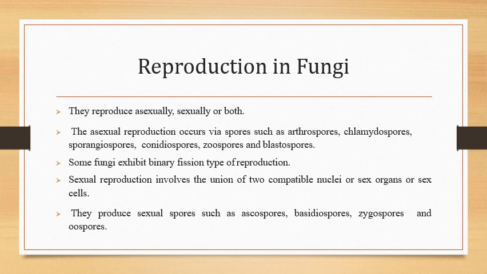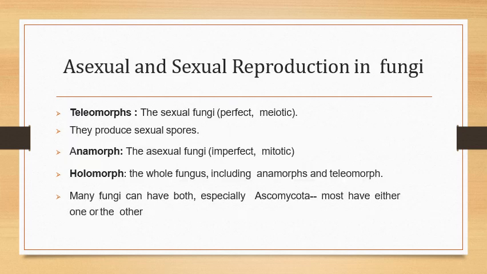Sexually reproducing fungi may combine by fusing their hyphae together into a network by a process known as anastomosis. Sexual reproduction involves the union of two compatible nuclei or sex organs or sex cells. They produce sexual spores such as ascospores, basidiospores, zygospores, and the oospores. Asexual and sexual reproduction in fungi.